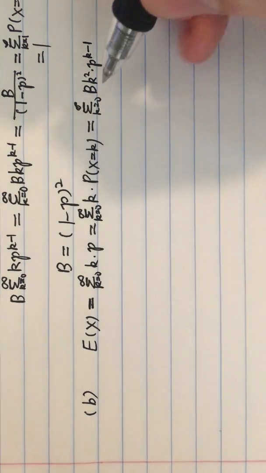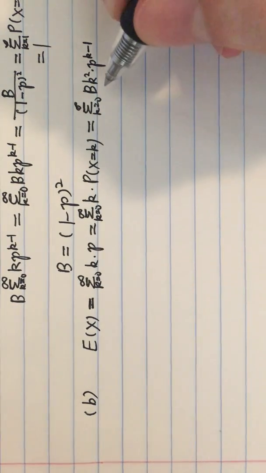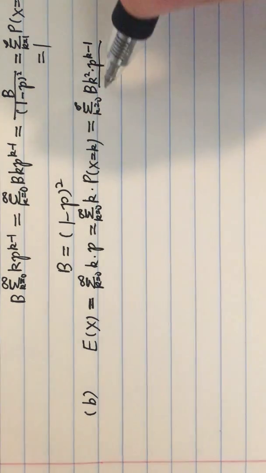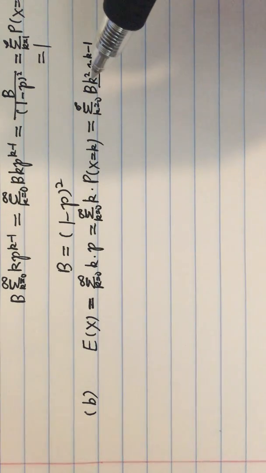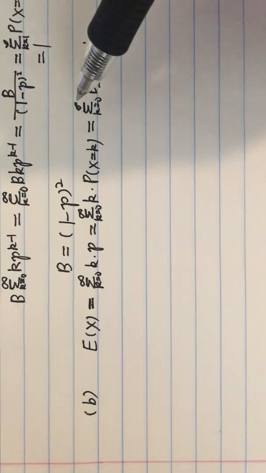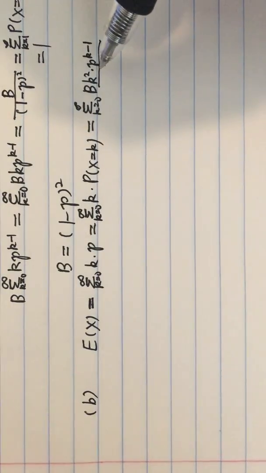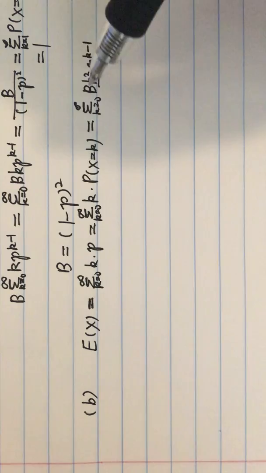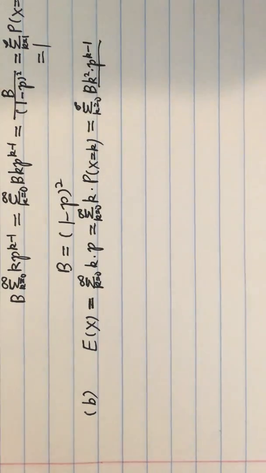Now we need to figure out what this is, because we just know what b is. After we find out what the sum from k equals 0 to infinity of k to the power of 2 times p to the power of k minus 1 is, then we can find out what this function is.